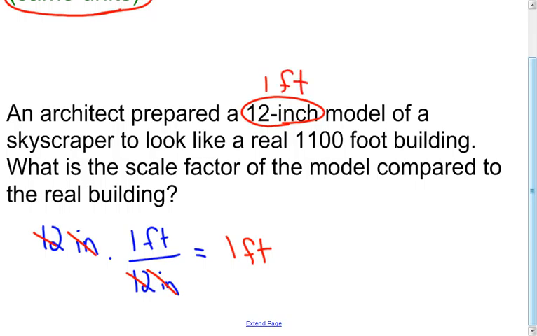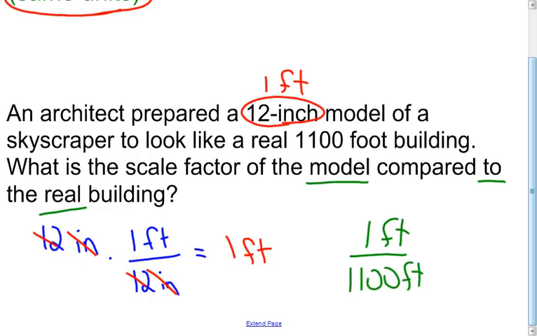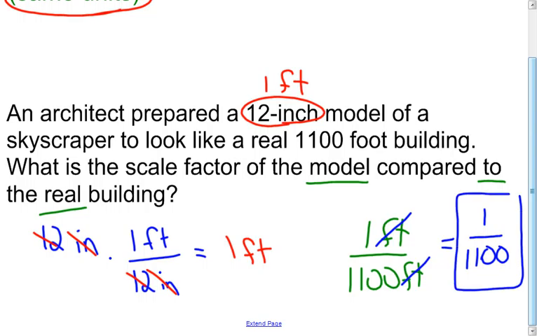And now I need to write what is the scale factor of the model compared to the real building. So notice it says model to real. Well, start with your model. We know that that's now 1 foot tall over the real building, which is 1,100 feet tall. What I want you to look at here in this scale factor is that the labels are the same, so my scale factor comes out to be a number with no units on it. Scale factor of 1 to 1,100.